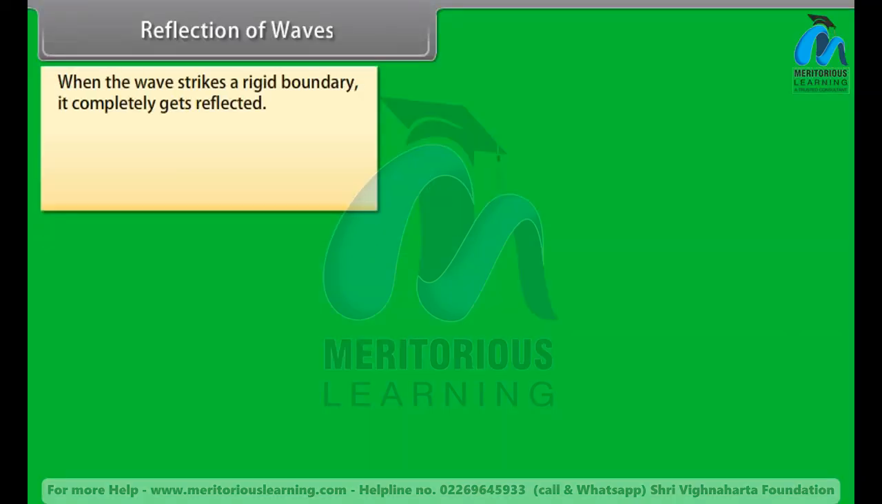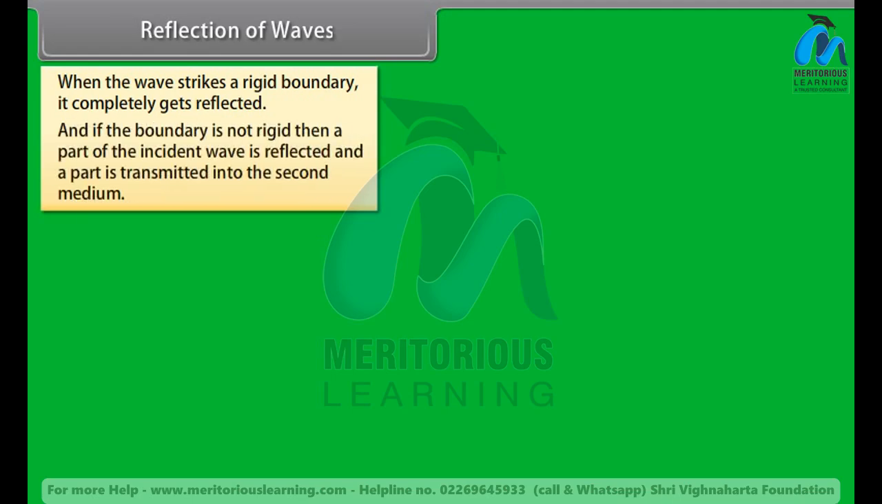Reflection of waves. When the wave strikes a rigid boundary, it is completely reflected. And if the boundary is not rigid, then a part of the incident wave is reflected and a part is transmitted into the second medium.